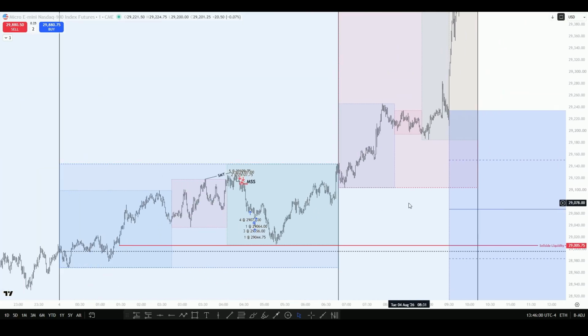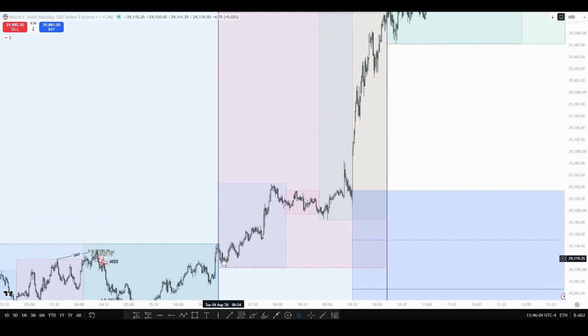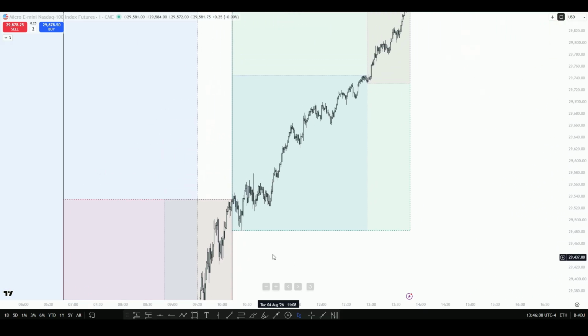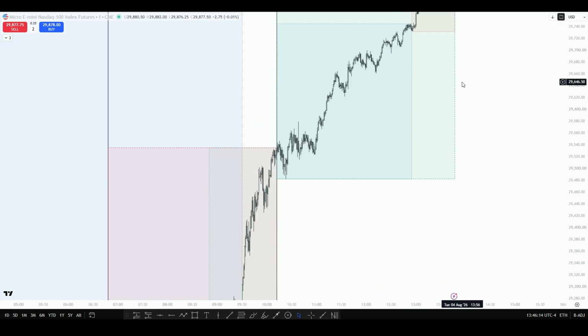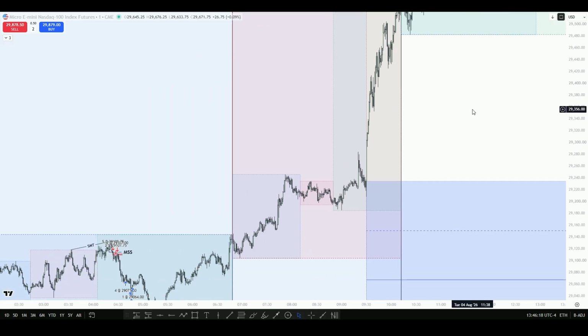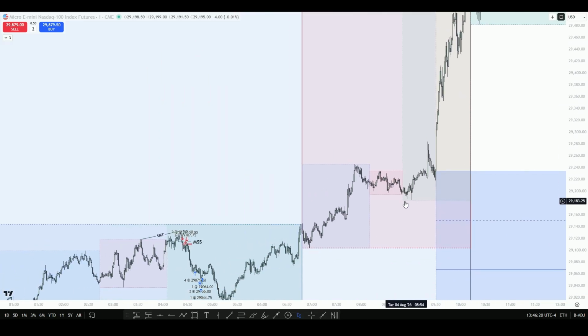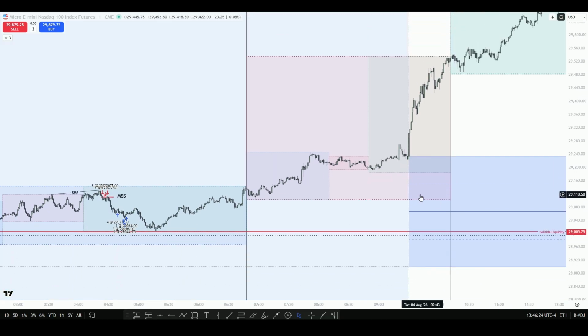So what more clear proof do you want than this? Look at when the moves are starting. And now we are in distribution and it just keeps going up and up. So it's a trending day. These are not the best days to trade reversals, but that's a story for another day.